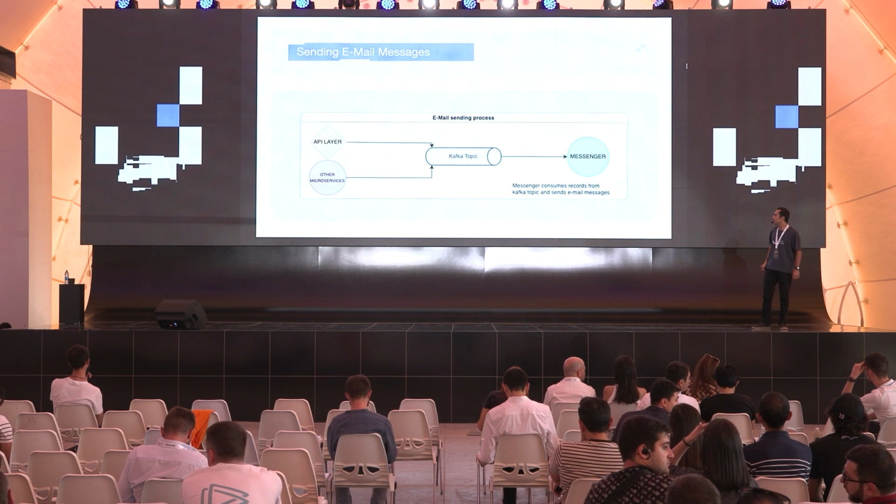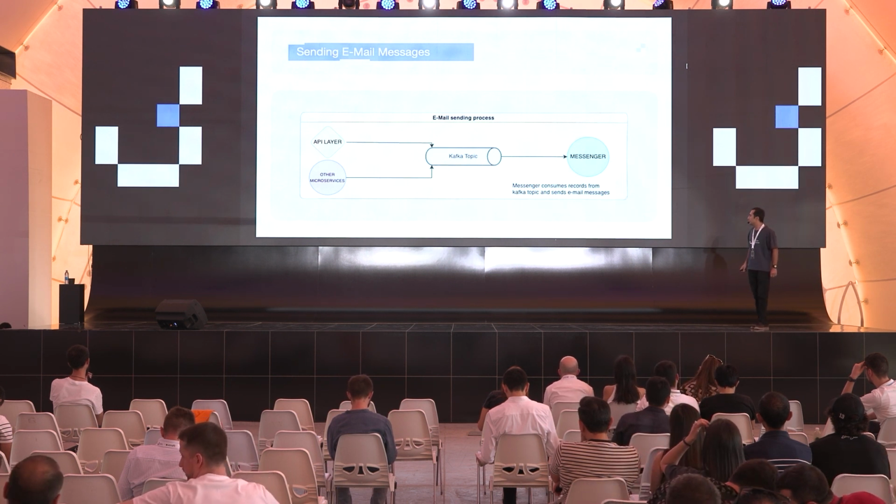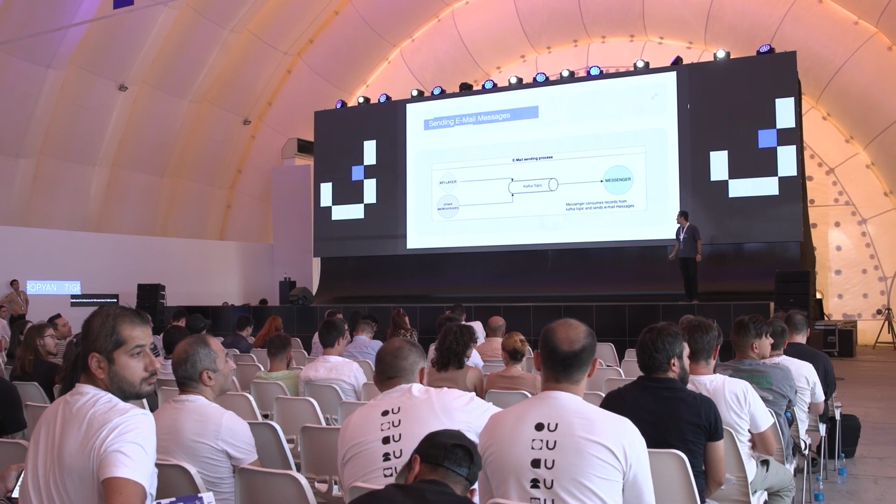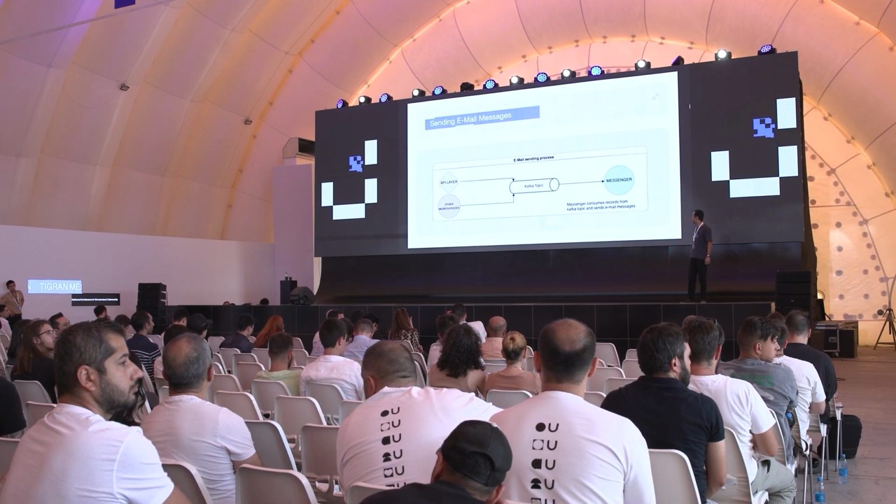Another one is how we are sending emails. Again, the same workflow, different APIs or microservices can send various emails under different circumstances. All they need to do is produce a message to the Kafka topic. And the messenger microservice, which is responsible for sending emails, will consume those messages and send an appropriate email.